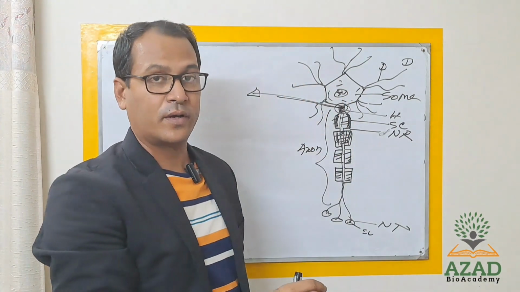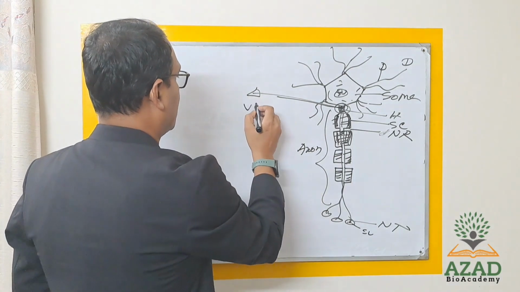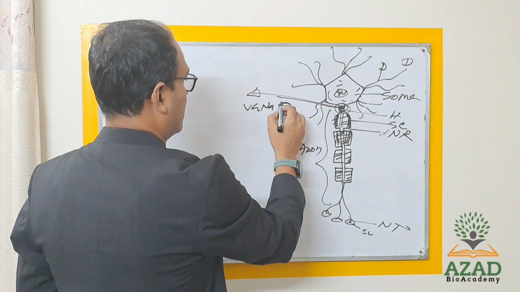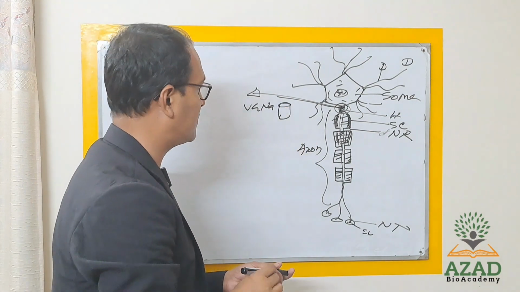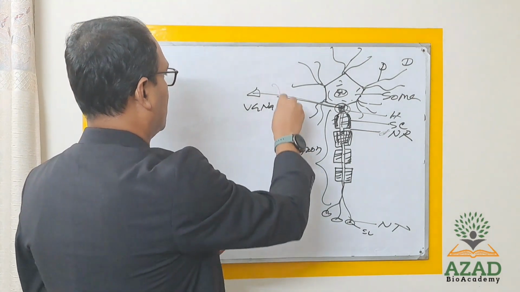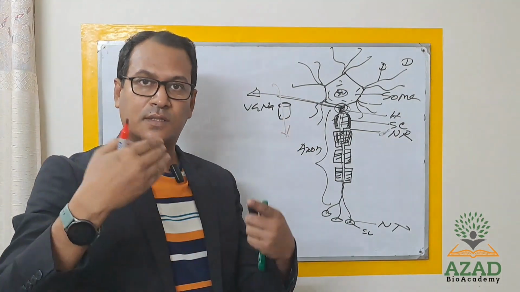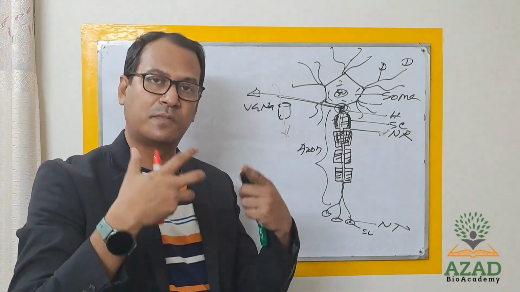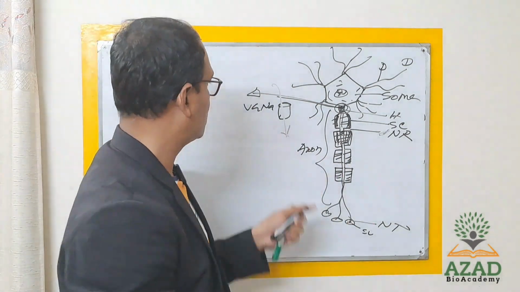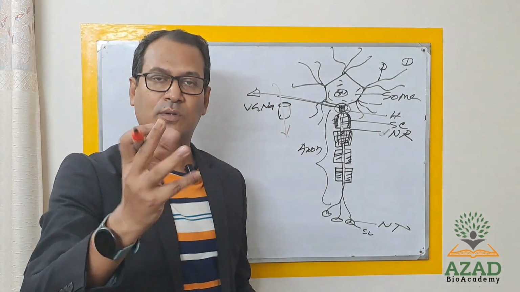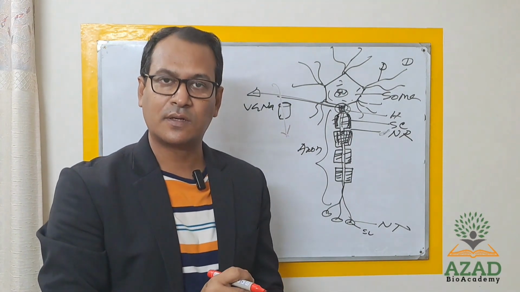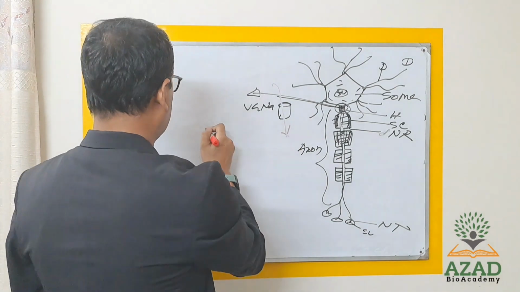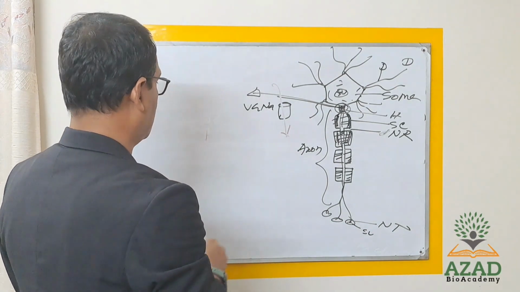Then what will happen? At the hillock point, the voltage gated sodium channel will open, and sodium will enter. You know, in the resting membrane potential, outside sodium is very much higher than inside, so sodium will enter. And when sodium enters, it will create depolarization. Already I discussed depolarization.